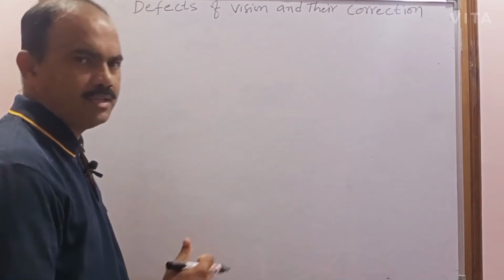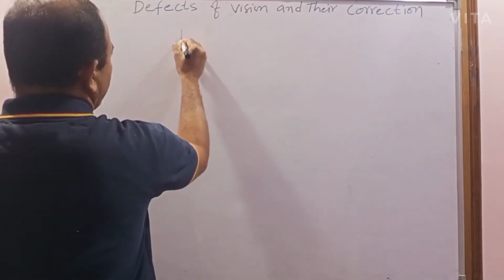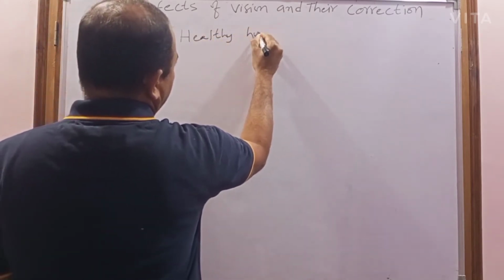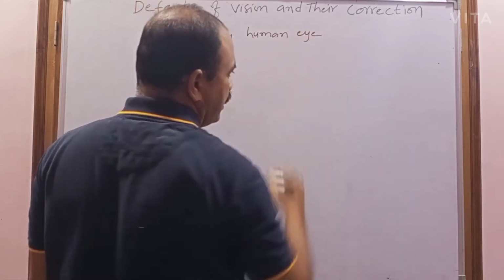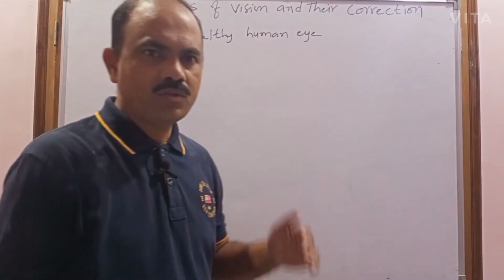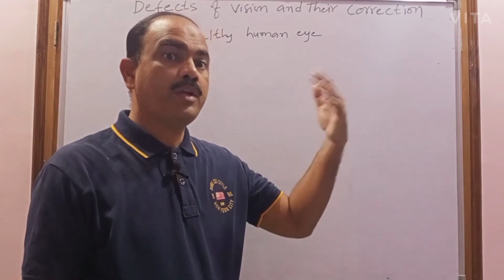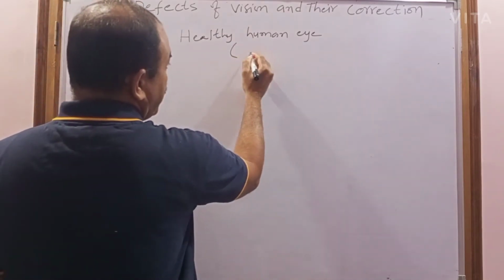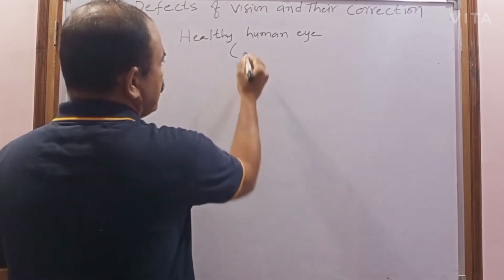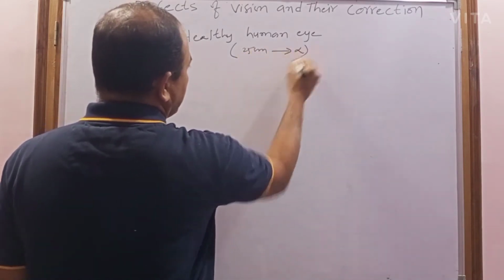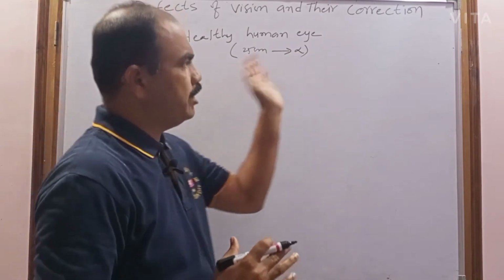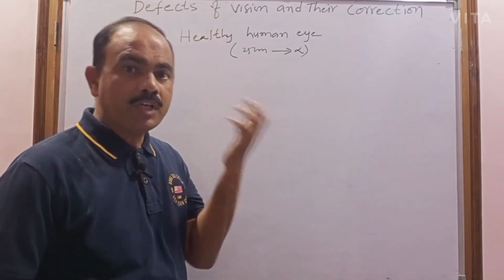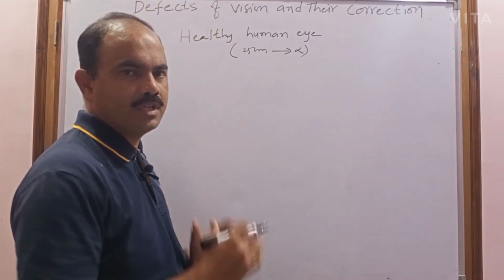Near point. In the case of the healthy human eye, the healthy human eye can see all objects which are beyond 25 centimeter to infinity. If the object is between 25 centimeter and infinity, or at 25 centimeter or at infinity, then the human eye can form the image on the retina, and that's why the person can see that object.